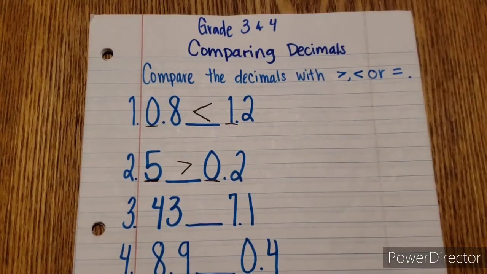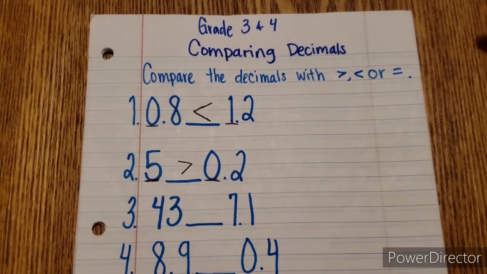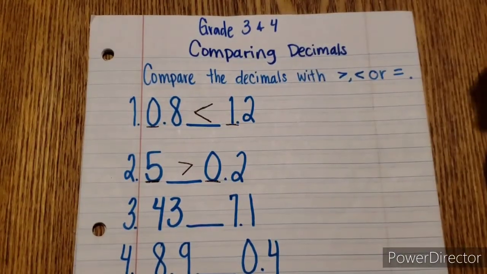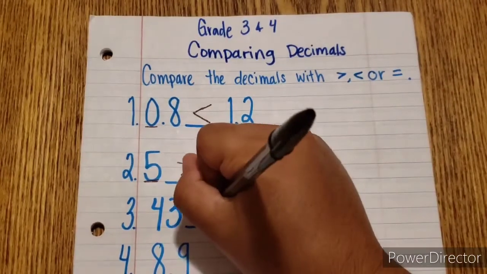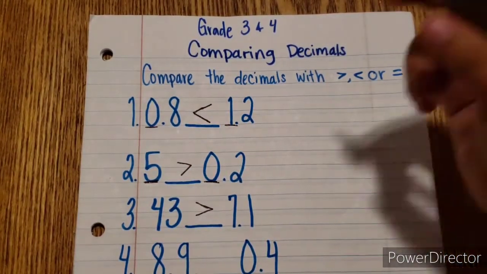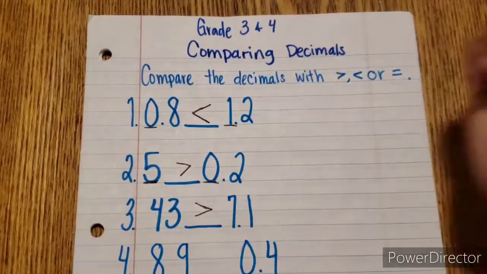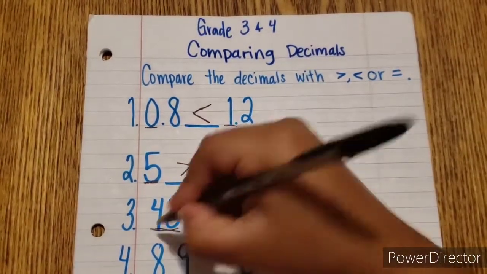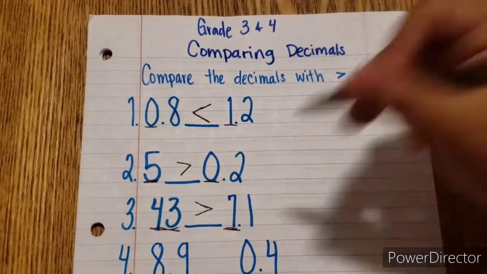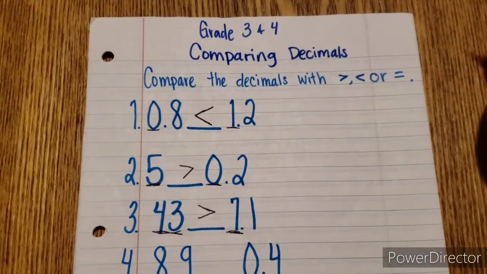Let's go on to the next one. We have 43 and 7.1. Is 43 greater or less than 7.1? It is greater. So 43 is greater than 7.1. Why? Because the whole number is 43 and this whole number is 7. So 43 is greater than 7.